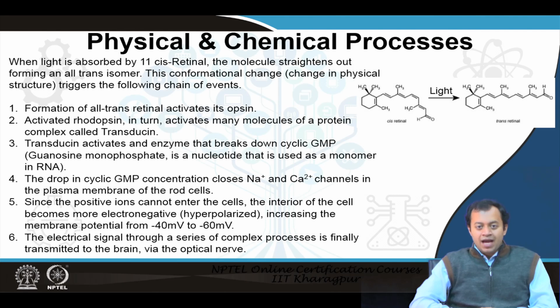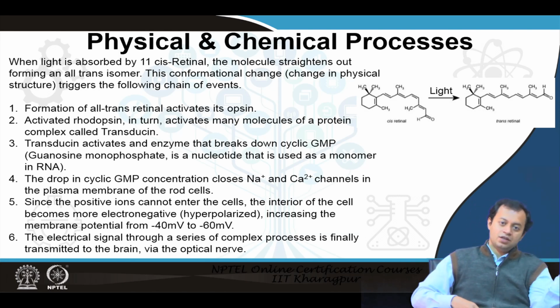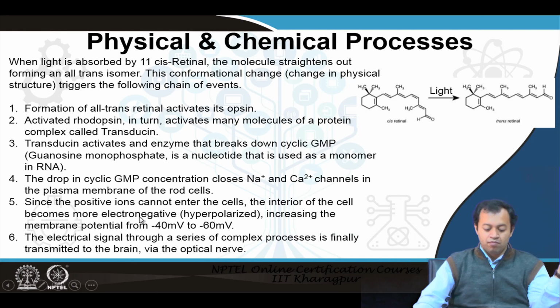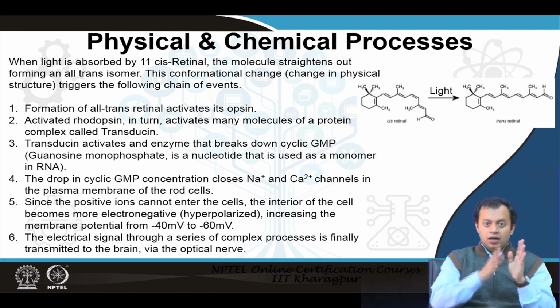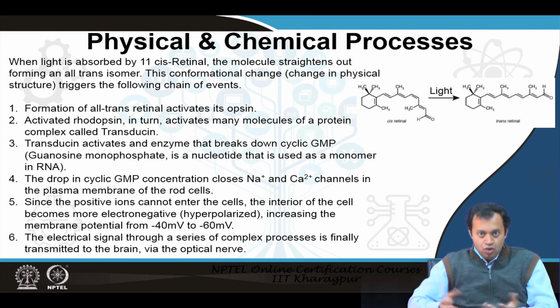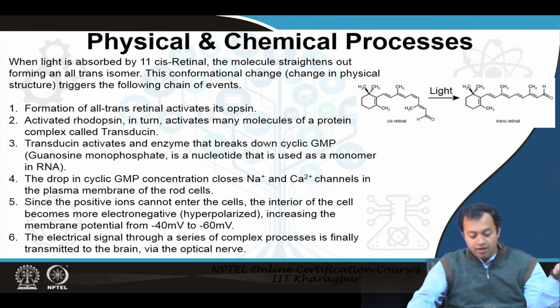When positive ions cannot go inside the rod cell, what happens? When there are positive ions outside and no positive ions inside, the inside becomes hyperpolarized, more electronegative. You want to maintain a balance, a neutrality, but positive ions are no longer allowed to go inside, so you cannot neutralize it. There is a hyperpolarization. There is an accumulation of a large amount of positive ions outside, so by definition there will be an accumulation of negative ions inside.